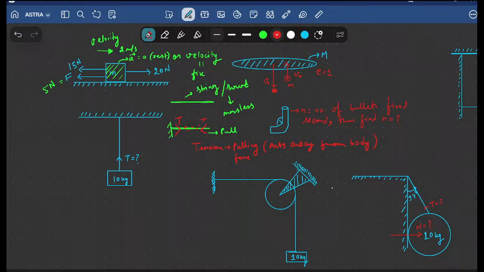So you must understand, this is a thread. Thank you, Dilip. Thank you so much. This is a thread. Understand very carefully.